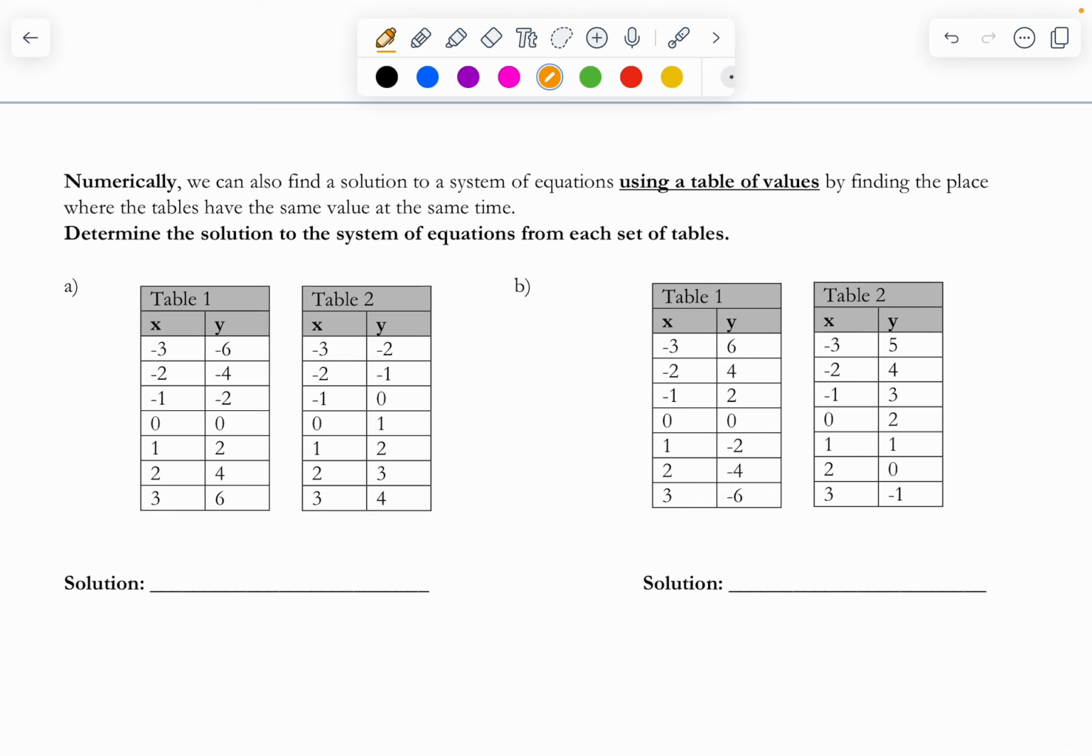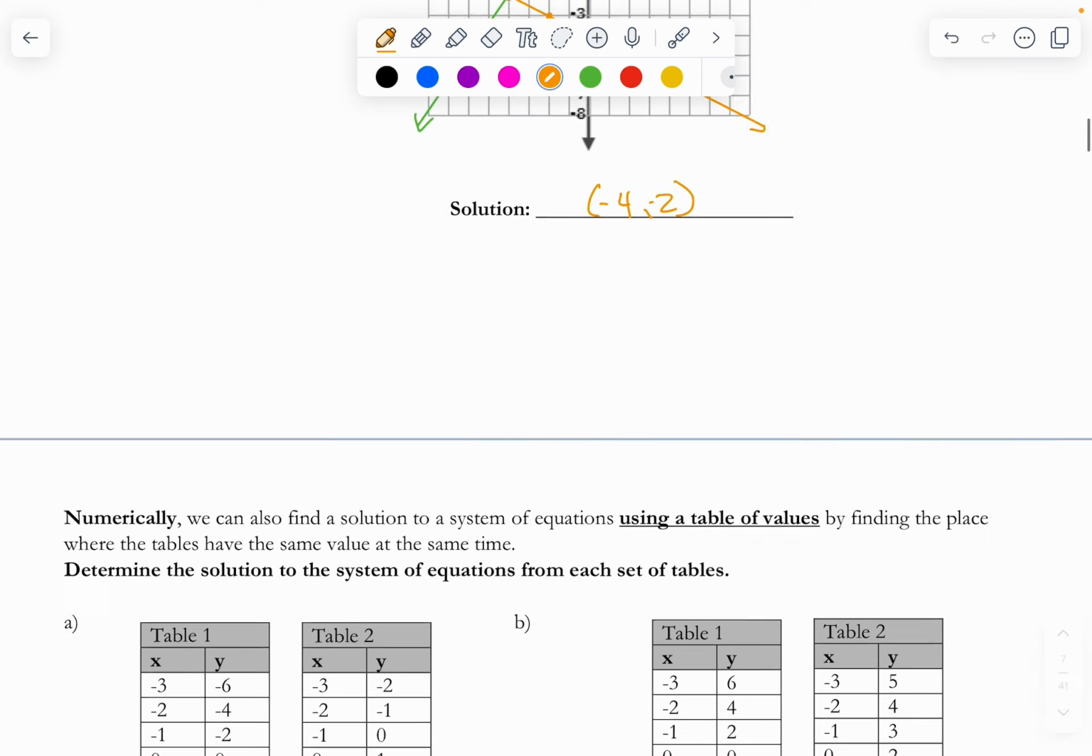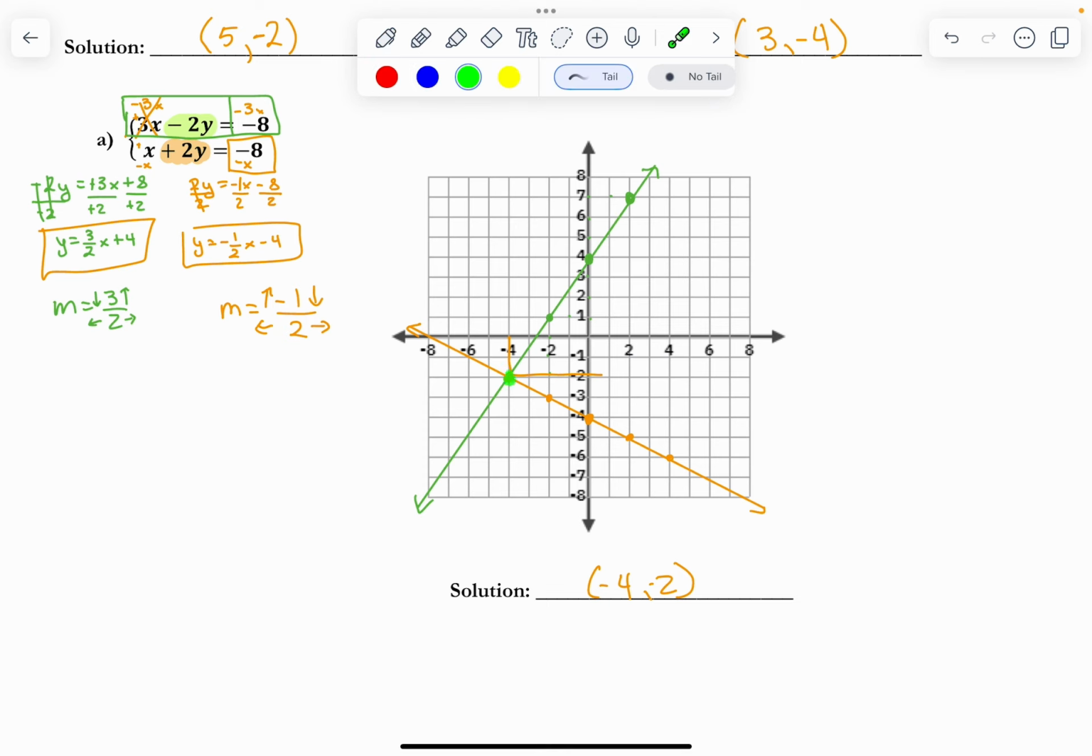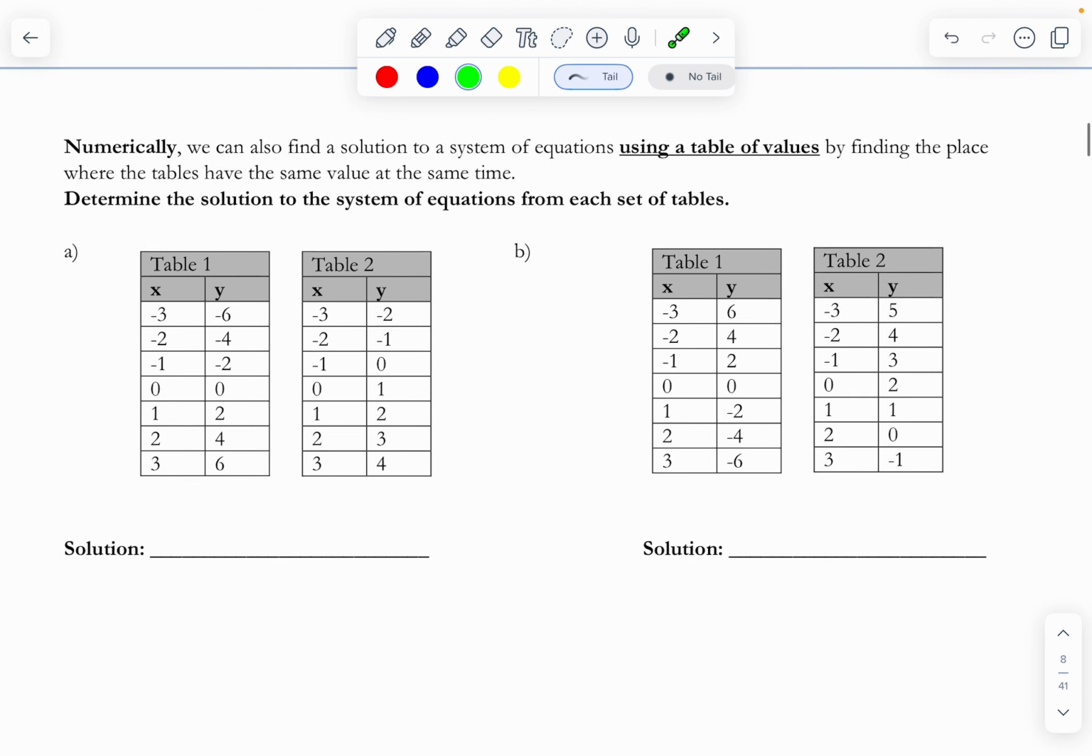Aside from that, these are our last two problems. Now, what this says is numerically, we can also find solutions of systems of equations using table of values. Here, really, all you have to do is find what two values exist in those tables at the same time. Remember yesterday when I was telling you, the reason this is a solution is because this point is the only point that exists on those two lines at the same time, right? -4, -2 exists on this line, and the only other point that exists on this line at the same time is -4, -2. So here, all you're looking for is the x and y values that match.